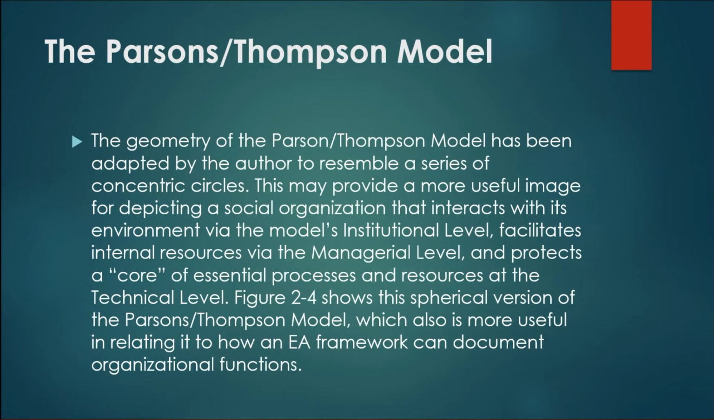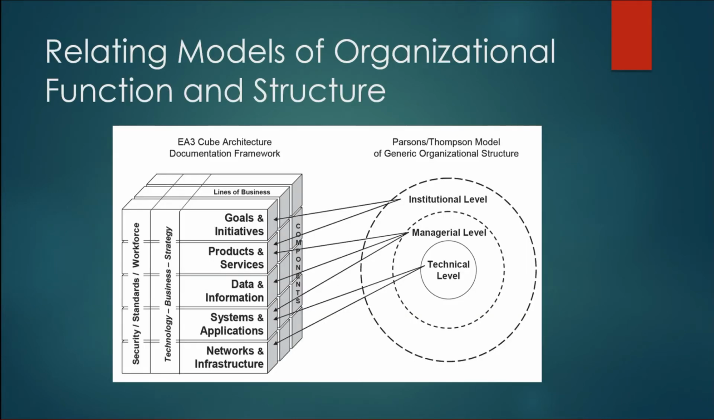So we have the figure that shows the spherical version of the Parsons-Thomson model, which also is more useful in relating it to how an EA framework can document organizational functions. So, ito yun. As you can see, dun sa institutional levels, nandiyan yung goals and initiatives and products and services. So, same goes through sa managerial naman. Nandiyan yung products and services, data information, and system and application. And about the technical level, nandiyan yung systems and application, and network and infrastructure. So, mapapansin nyo, there are some of na connected dun sa isa't isa.